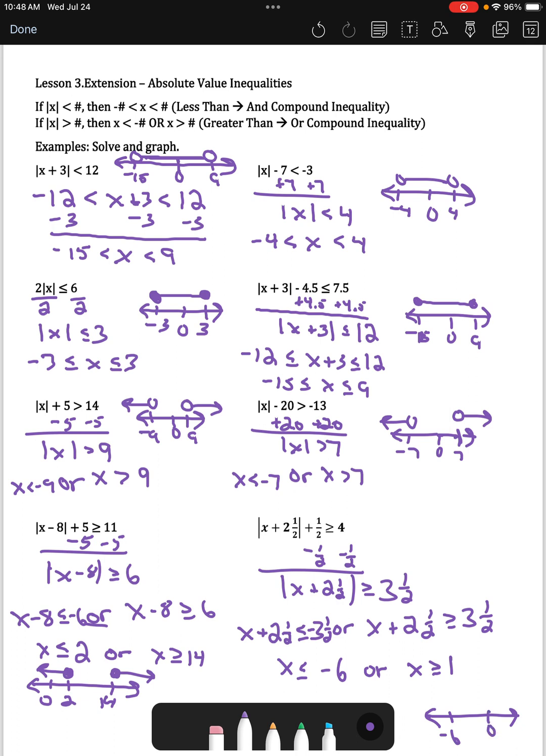So we have negative 6, we have 0, we have 1. Fill in circles at both because we are or equal to. Less than or equal to at the negative 6 is arrow left. Greater than or equal to at the 1 is arrow right.